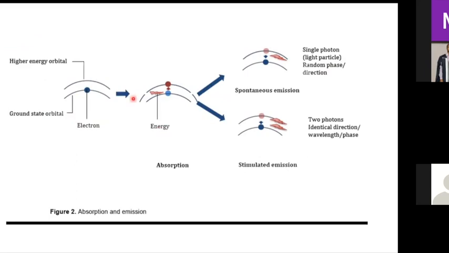So this electron will move from this low energy state, which is the ground state, to a high energy state, which is the excited state, with the aid of energy. And then what will happen first is spontaneous emission. How does that happen? We already mentioned that. Once electrons move to a high energy state, when they return back to the ground state, they emit a single photon. They emit energy in the form of photons.